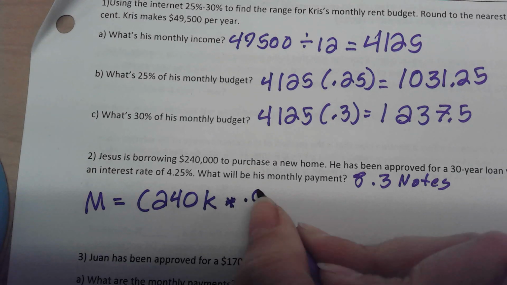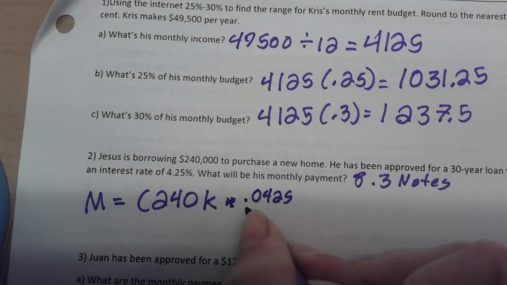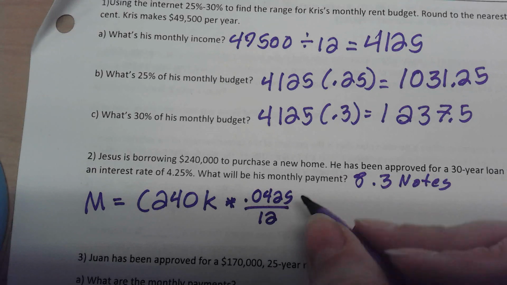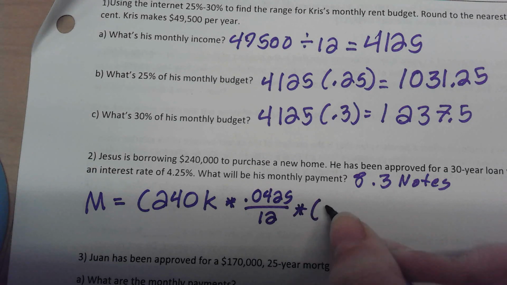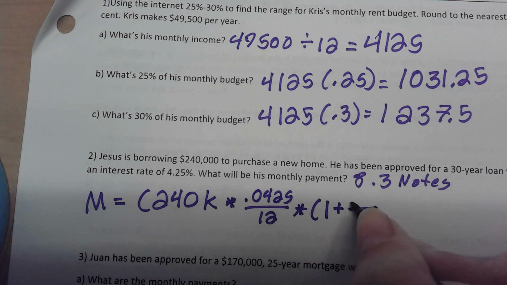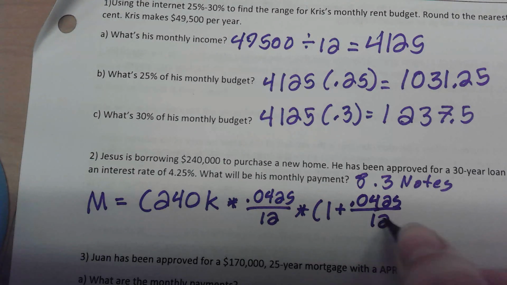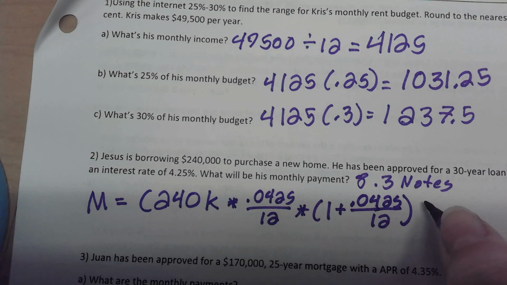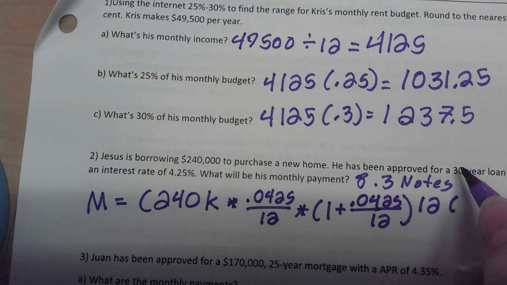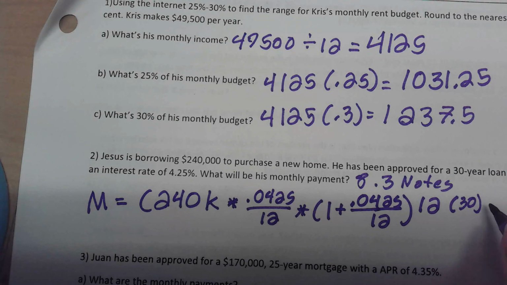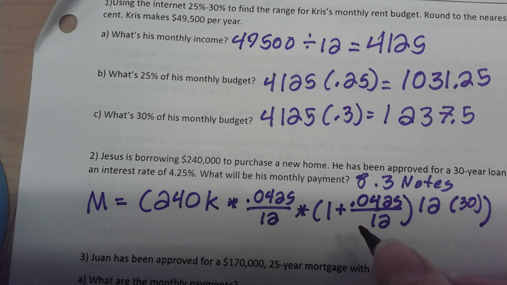Okay, so 0.0425 divided by 12 times 1 plus the rate as a decimal divided by 12 times 12 times the time. So it's a 30-year loan. So it's for 30 years. Parenthesis. Everybody make sure you do enough parentheses.